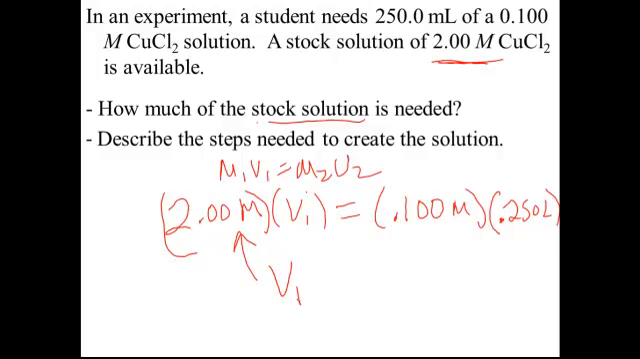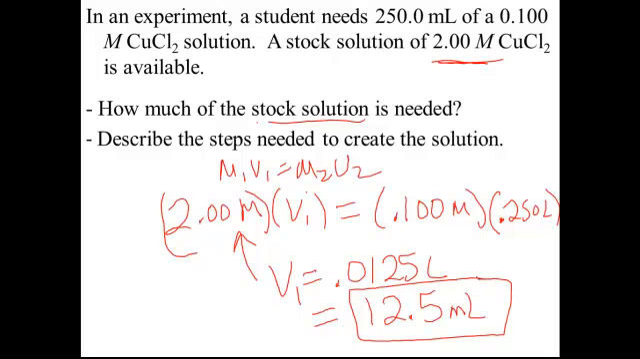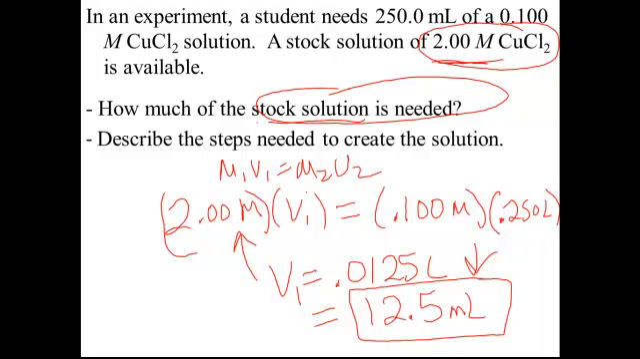My initial volume is 0.0125 liters, which is equal to, move the decimal point 3 spaces over, 12.5 milliliters. So again, let's look at the question. How much of the stock solution is needed? 12.5 milliliters. The second part says, describe the steps needed to create the actual solution. So again, we would take 12.5 milliliters of our 2 molar copper(II) chloride. So step 1 would be, using a graduated cylinder, obtain 12.5 milliliters of the 2 molar copper(II) chloride.